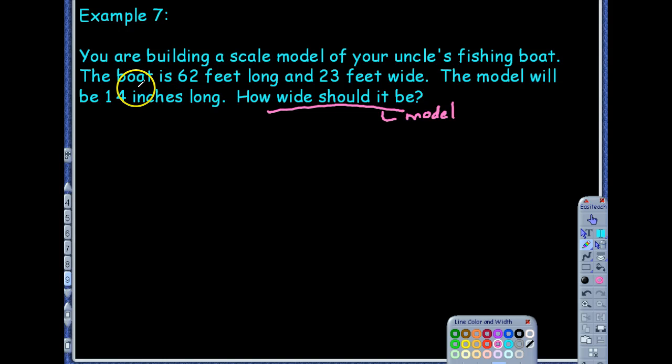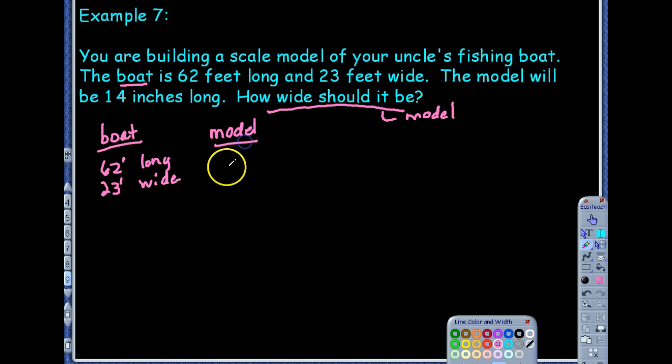Okay, so if you think about it, what do we know about the boat? The actual boat is 62 feet long and 23 feet wide. And the actual model, the thing that's a little smaller, is 14 inches long, and then the unknown is how wide it is. I love that you set up the information off to the side, because we could really just write a proportion right from there.